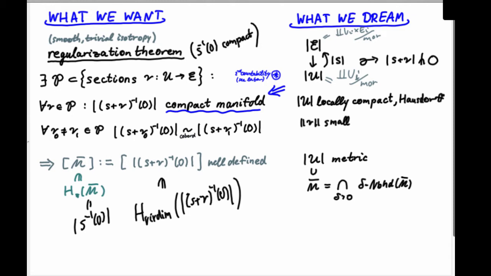If I then knew that this ambient space was locally compact and my perturbation was small, then I'd have some chance of saying that the perturbed zero set should be compact. That would be the neatest way of keeping things compact. So that takes care of the compactness.